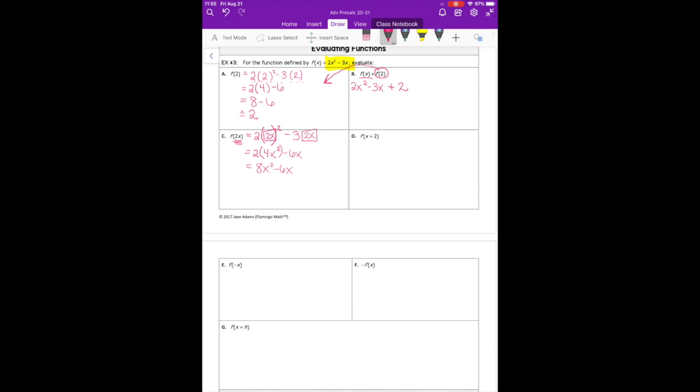All right. Then it gets really tricky. I'm going to make my box a little bigger here, because notice what's in parentheses is a little bigger.